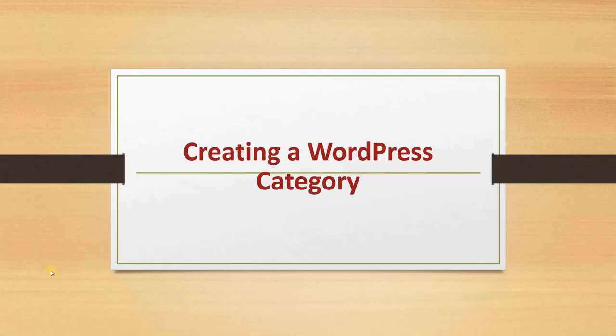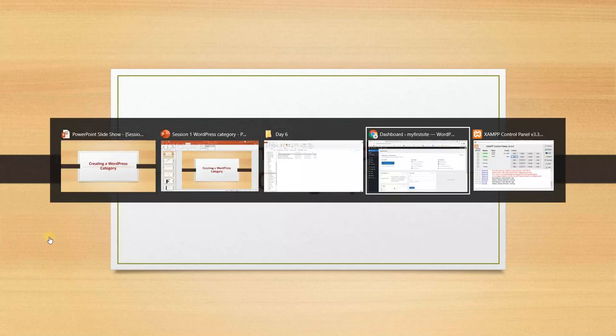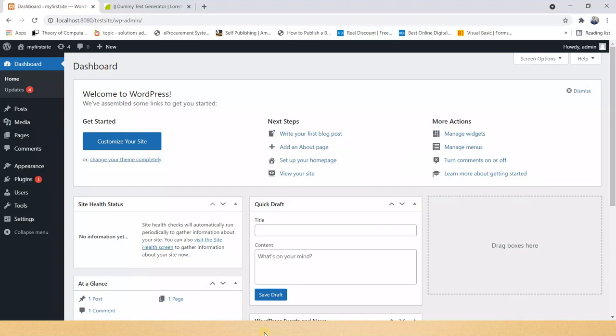Thank you. Hello everyone. Till now we have discussed the introduction of WordPress, and the last session was about the WordPress dashboard. Now I think all of you are familiar with the dashboard of WordPress. So now let's discuss how to create a WordPress category. First of all, let me show you the dashboard. Here is the dashboard which we have seen in the last session.